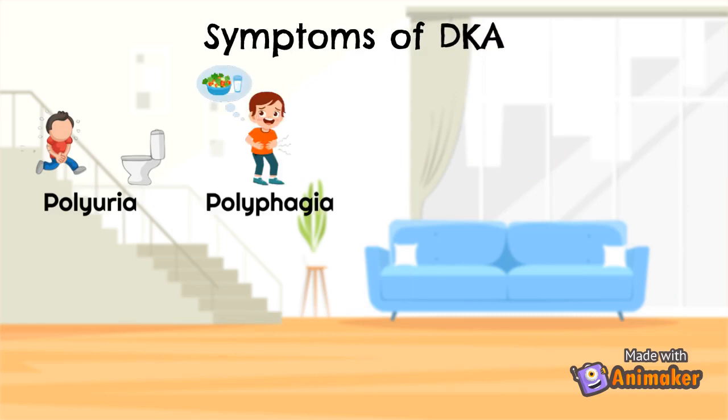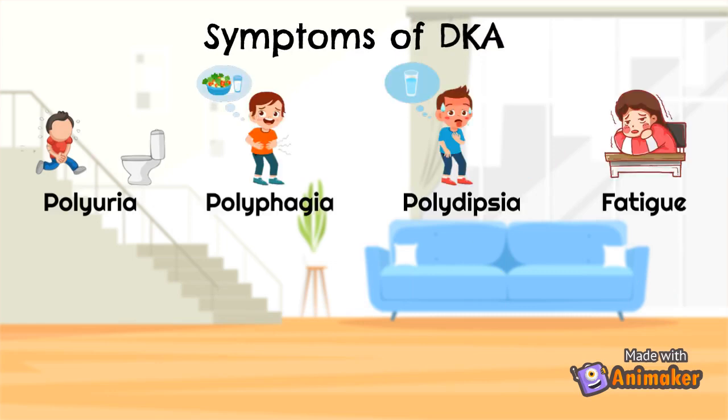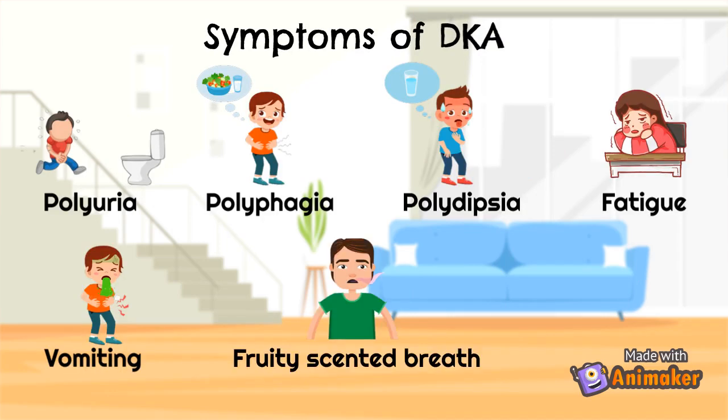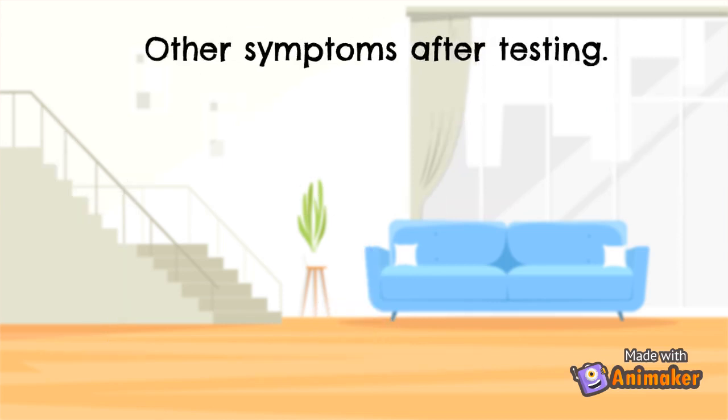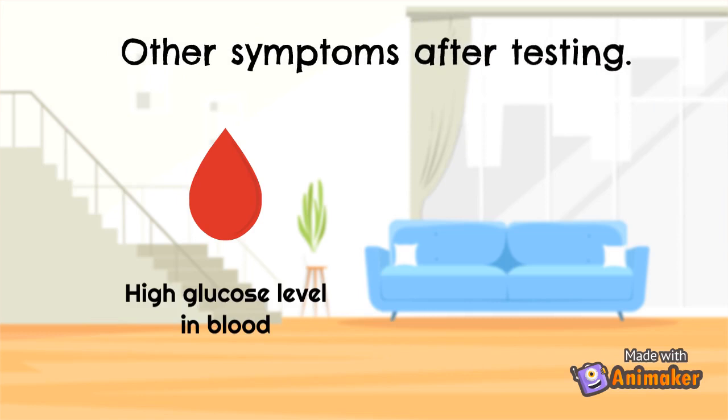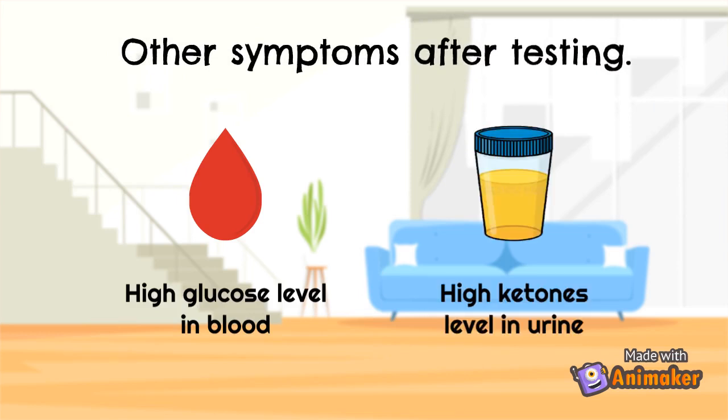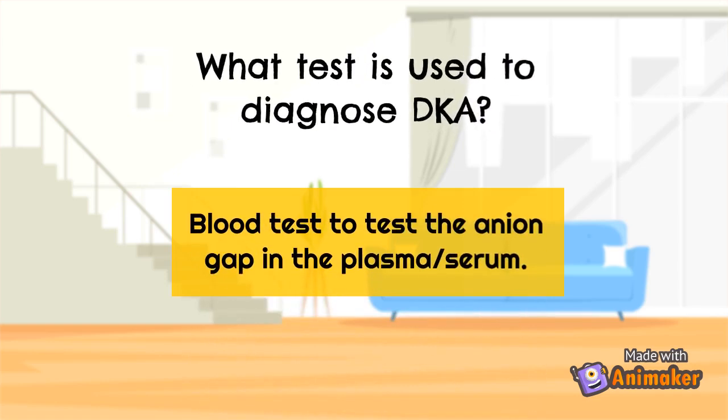Symptoms of DKA include polyuria, polyphagia, polydipsia, fatigue, vomiting, and fruity-scented breath. Findings after testing may include high glucose level in blood and high ketones level in urine. Tests used to diagnose DKA are blood tests to test the anion gap in the plasma or serum.